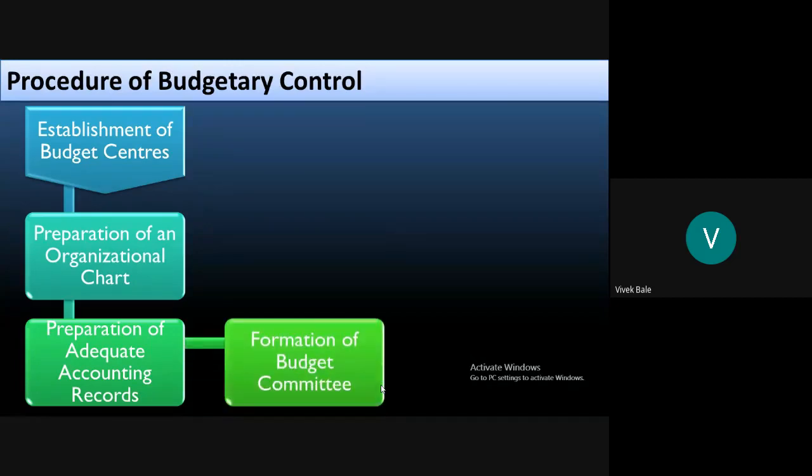The next step in budgetary control is formation of the budget committee. In small companies, a budget officer establishes the budget and coordinates all the work related to budgeting. But in big organizations, a budget committee will be formed, and this budget committee consists of the chief executive officer, budget officer, heads of the departments and the budget centers, and with the help of all of them the budget committee will be established. The main functions of this budget committee are: number one, to accept the scrutiny of all the budgets. Second, to decide the overall policy to be followed.